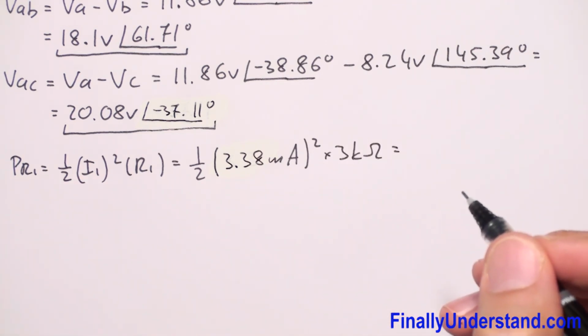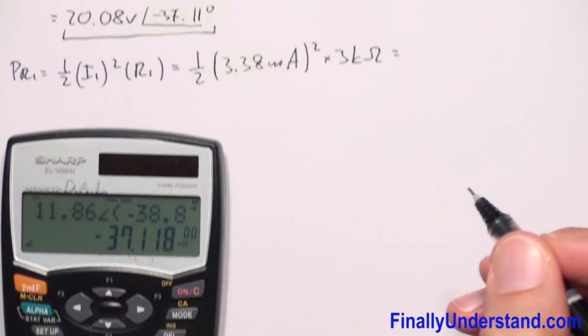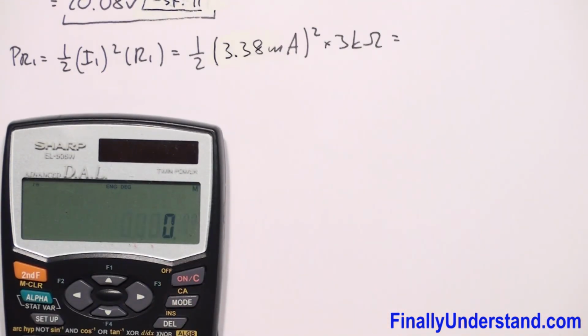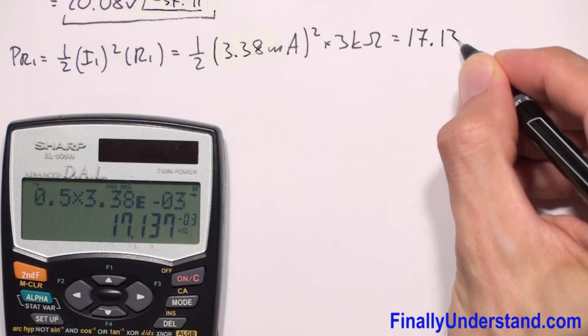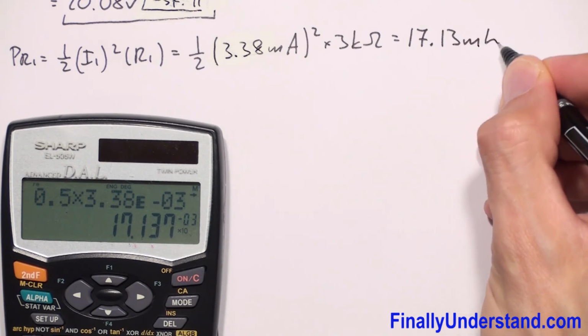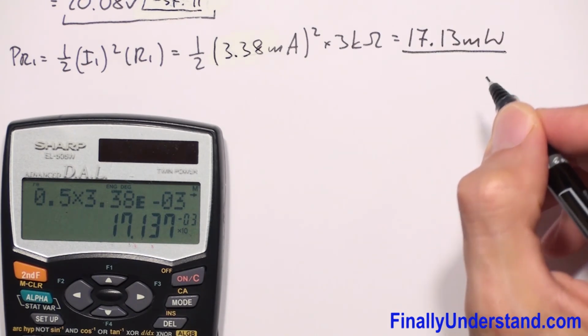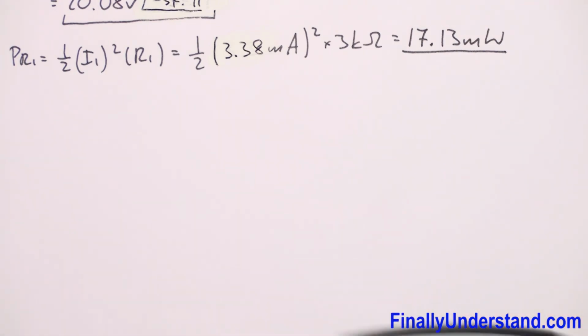Now we're supposed to use the calculator, and we have 0.5 times 3.38 exponent negative 3, squared, times 3 exponent 3, which is equal to 17.13 milliwatts. So this is the power at resistor R1.